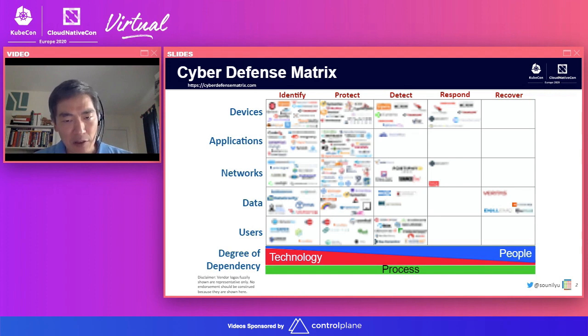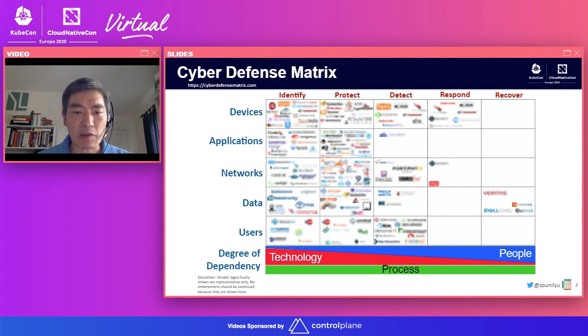And instead of seeing technology startups, I start seeing service-oriented companies, which focus on offering people to do detect, respond, and recover on the right side of the matrix. But as you can see on the degree of dependency spectrum, I still predicted that we should see some technologies on the right side of the matrix. And I wondered, why are there so few technologies on this right side?